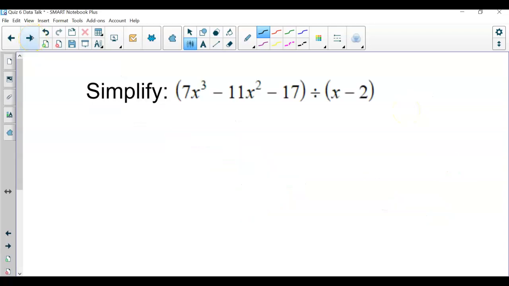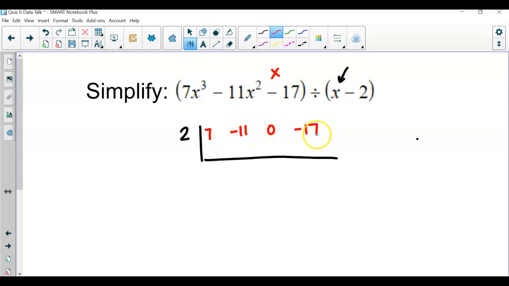So now this one, go ahead and pause the video, try this one on your own. Let's see what you get. And here we go. Notice how x is by itself, so when dividing, I can use synthetic division for this. Change the sign to now a positive 2, but you should have noticed you were missing the x term, so you do need a 0. 7, negative 11, 0, negative 17.